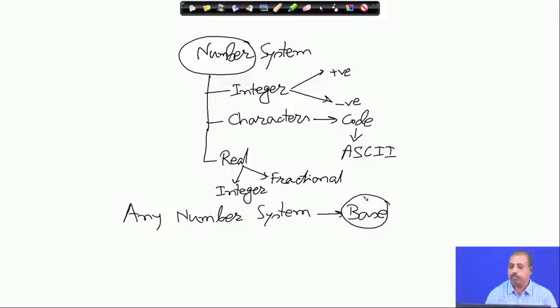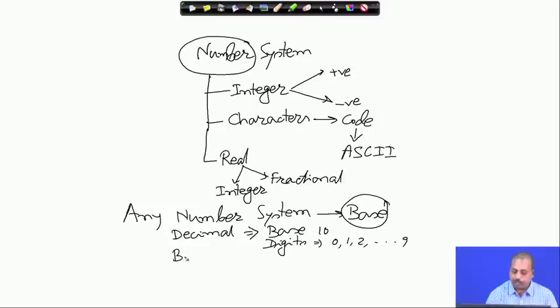So, the base of the number system. Base means what is the highest value that a single digit can represent, plus how many types of digits can be there. For example, we are familiar with the decimal number system. In the decimal number system, we have the base value as 10 and the symbols or digits 0, 1, 2 up to 9. So, we have 10 different digits and the base of the number system is 10.